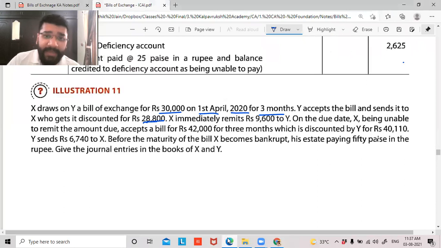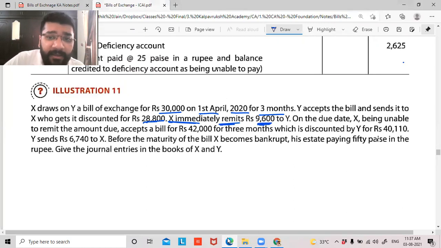Then what is happening is X immediately remits 9,600. Now guys, whenever this is given, either the question should mention that this 9,600 comprises half of the amount, or 1/3 of the amount, or 1/4 of the amount, or they may give a percentage, that X is remitting 25%, 40%, 50% or 75%. If the fraction or percentage of the amount remitted is not given, you have to calculate and identify how much percentage or how much fraction of the amount has been given.